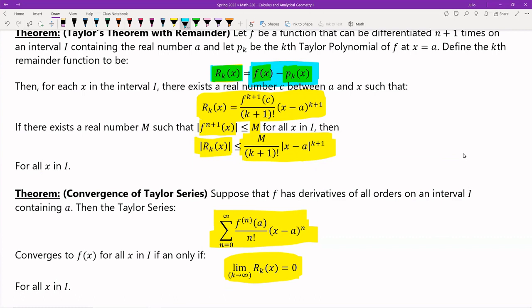That remainder, if it goes to 0, then your Taylor series converges to your function. This is essentially just saying that your remainder, the difference between your function and your Taylor series polynomial, the difference between those values is going to 0.